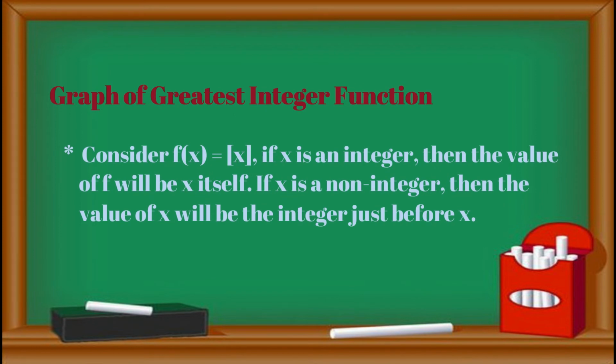Plotting the graph of a greatest integer function is easy. First, consider f(x) = the greatest integer less than or equal to x. If x is an integer, then the value of f will be x itself. If x is a non-integer, then the value of f will be the integer just before x.